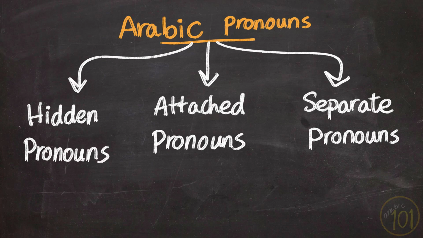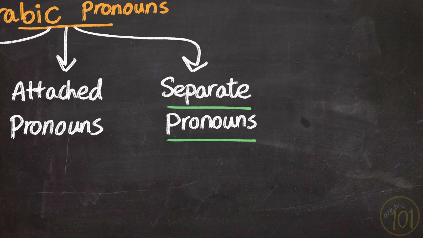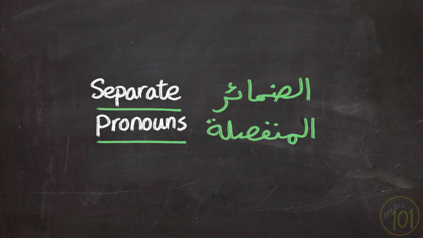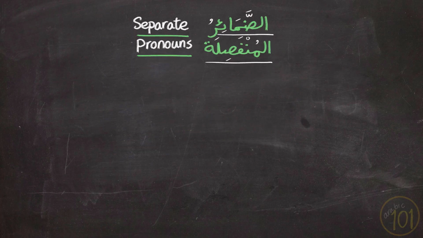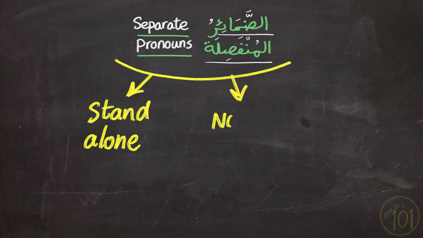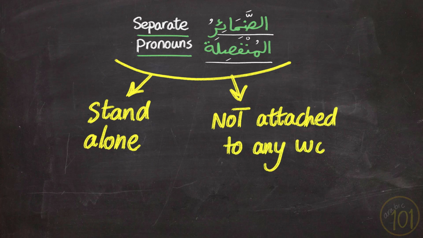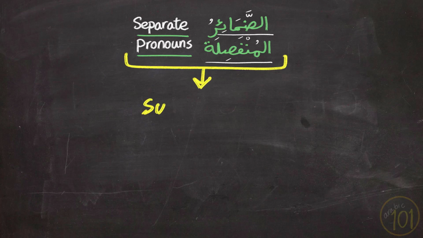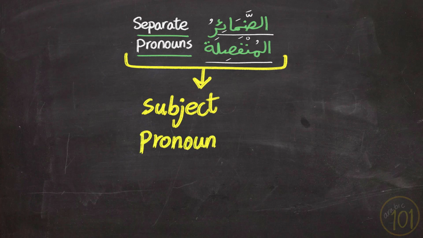And we're going to start today with the separate pronouns, which you should already have an idea about if you followed the previous lessons. In Arabic, separate pronouns mean الضمائر المنفصلة, which is the literal translation of separate pronouns. And from their name, you can tell right away that these pronouns stand alone as separate words and cannot be attached to any other word. And as it happens, separate pronouns or الضمائر المنفصلة in Arabic are equivalent to subject pronouns in English.